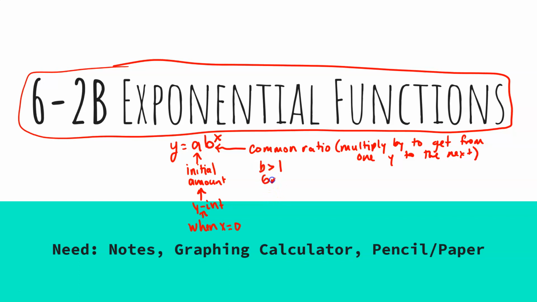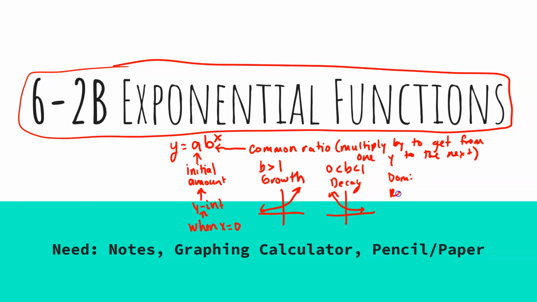Yesterday we did write down that if the common ratio b is greater than 1, it's going to be growth. You don't need to know this for today, but it's good review. And the graph looks like this. If b is between 0 and 1, it's going to be decay, and it's going to look like this.